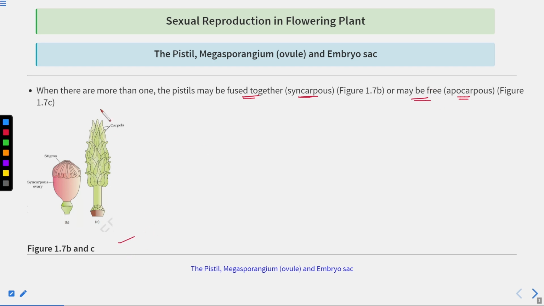In this figure, figure 7.1b, you can see the syncarpous condition. Here the pistils are fused together. This is the syncarpous ovary, and the part above is known as the stigma. So we have seen the structure of the gynoecium. The upper part is the receptive part, which is the stigma. Then we have the style, and the swollen part, which is known as the ovary.